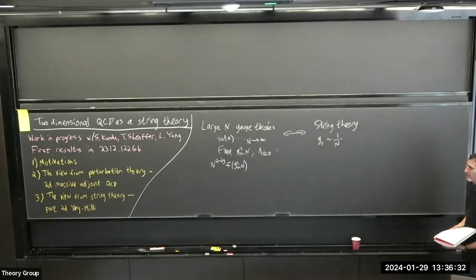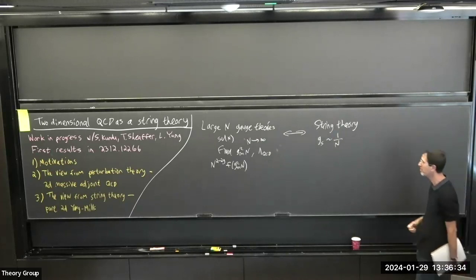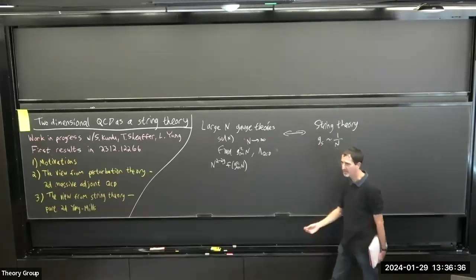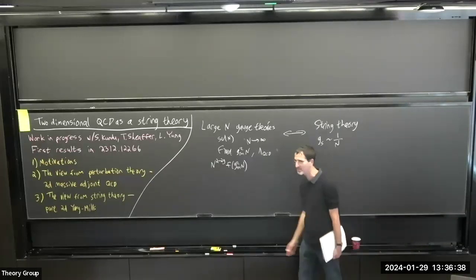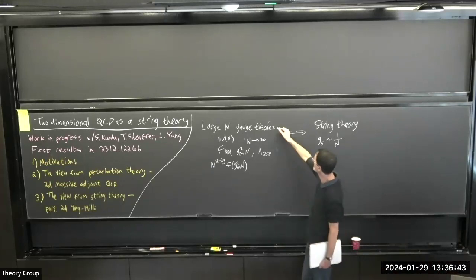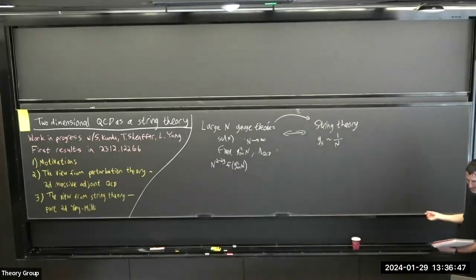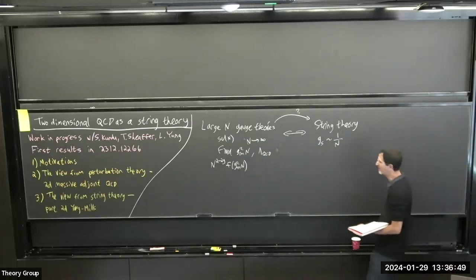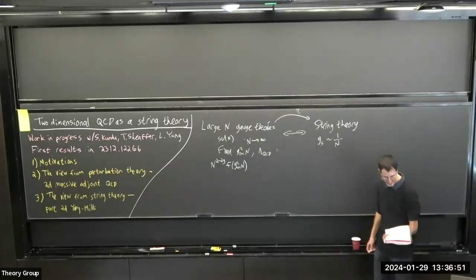So we now do have many examples of this relation, but we still don't have any systematic way, given some large N gauge theory that we're interested in, for instance, QCD itself, to find what is the string theory that's dual to it. So that's still an open problem.